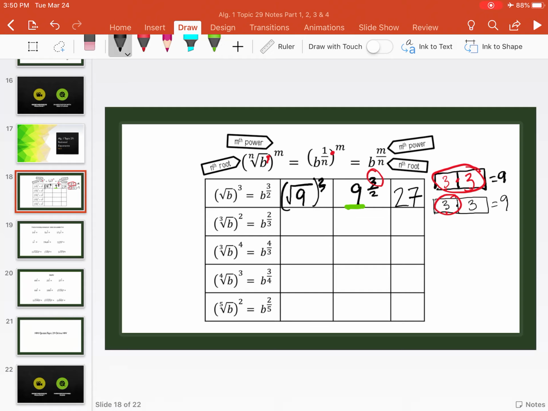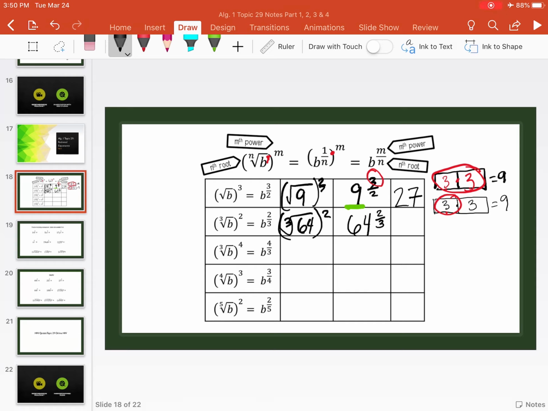Let's go to the next example. Cube root of b raised to the 2nd power, or cube root of b squared, is the same thing as b to the 2/3 power. Let's try cube root of 64 to the 2nd power. This is the same thing as 64 to the 2/3 power. Notice here how your exponent is less than 1, so our answer will be less than our base.